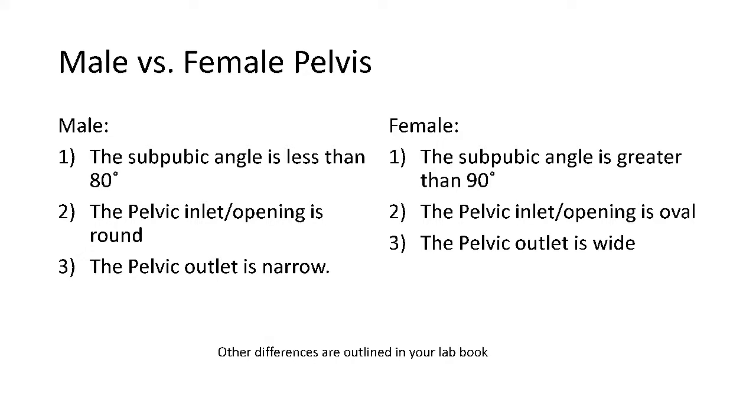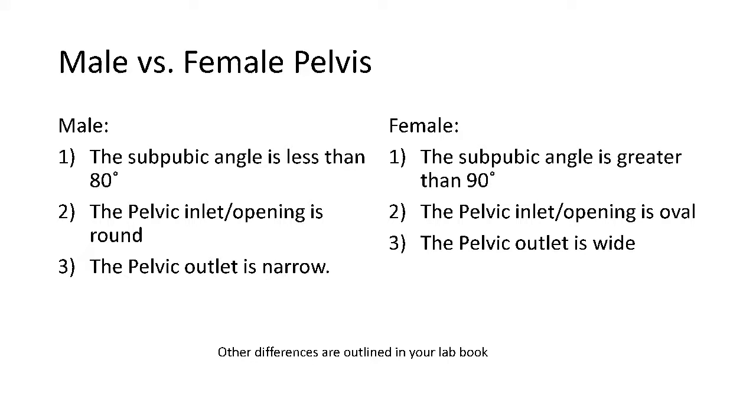The inlet versus the opening. So in the male, it's round, and that's where I showed how you can use your fingers to lock and rotate to determine if it's round. In the female, it's oval. I said in the male, the pelvic outlet is narrow versus the pelvic outlet is wide. Now, the way you measured that, I said, was make a fist and determine would your fist go through there. If your fist does not go through, it's male, it's narrow. The female pelvic outlet is wide enough for even large hands to go through.